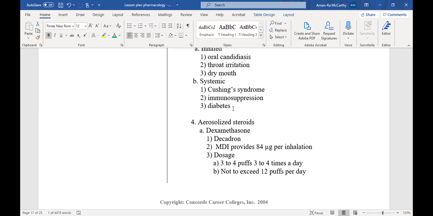A lot of people were trying to say, oh, Decadron or dexamethasone steroid. Let's get that. That's what the president was talking about. They gave him large doses of dexamethasone to try to fight coronavirus. Dexamethasone is the generic name for Decadron. It comes in the MDI as 84 micrograms per puff. The dosage is 3 to 4 puffs, 3 to 4 times a day, and try not to exceed 12 puffs per day. That is Decadron. That is one of the aerosolized steroids.